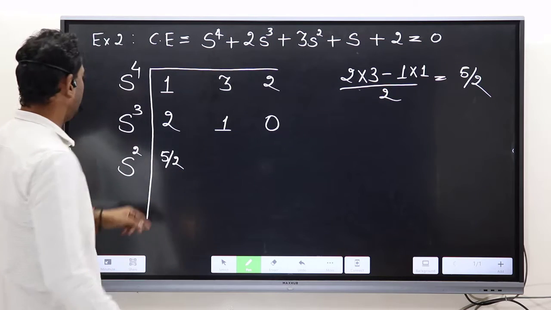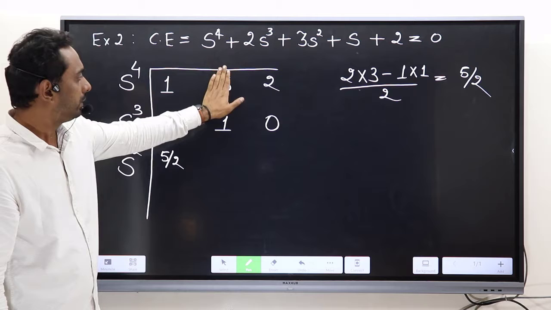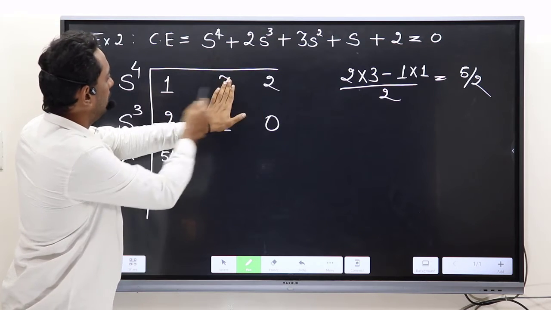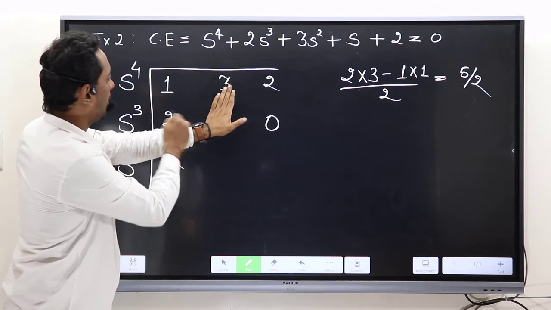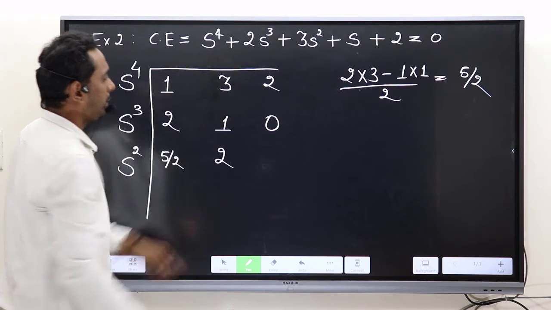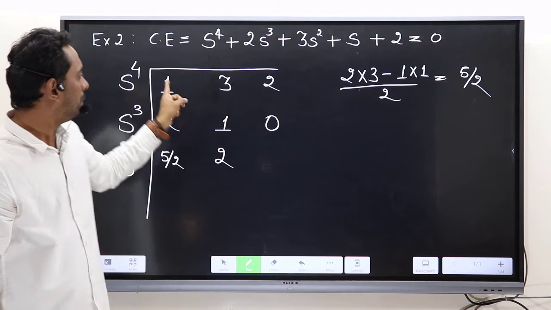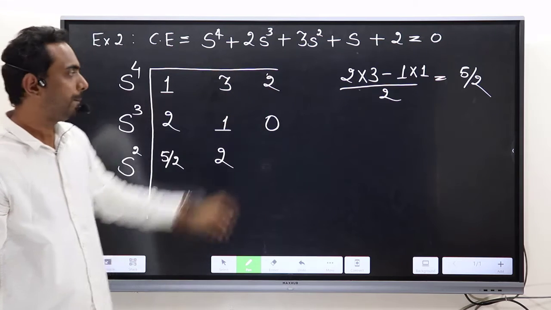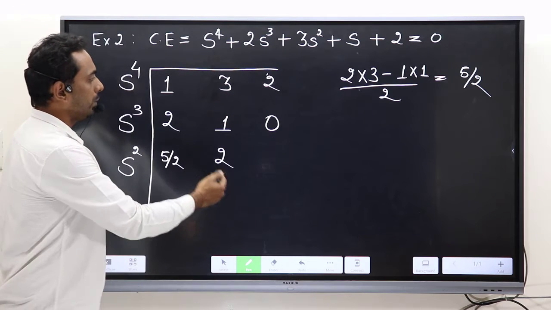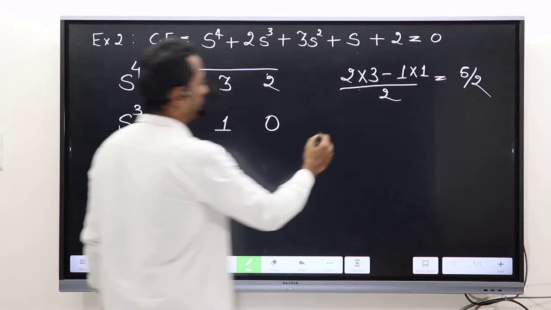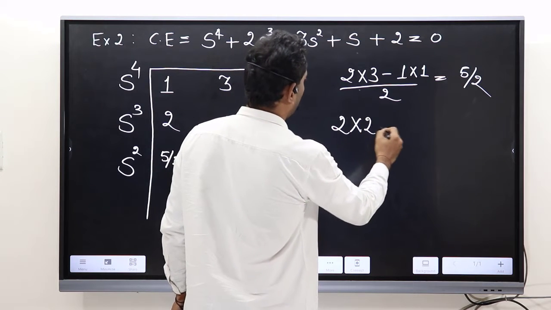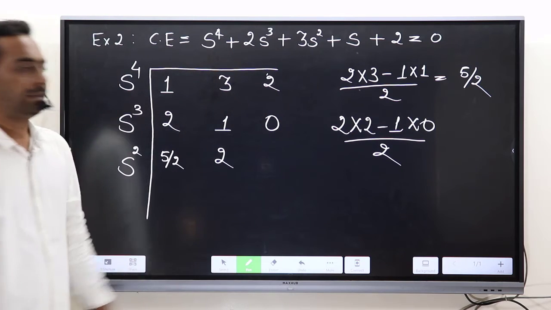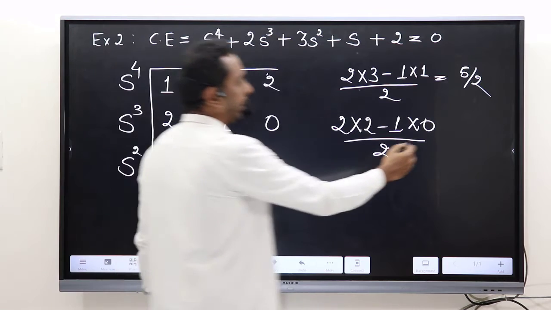To find the next coefficient, you have to hide this 3 and 1. So it is 2 into 2 is 4. 4 minus 1 into 0 is 0, upon 2. So here 2 will come. I told you, 1 2 3 1 2 2 0. If the last is 0, then the upper element itself will come. So it is 5 by 2 and 2. Again, if you want, I can write this: it is 2 into 2 minus 1 into 0 upon 2. So it will be 2 only. The answer will be 2 only.